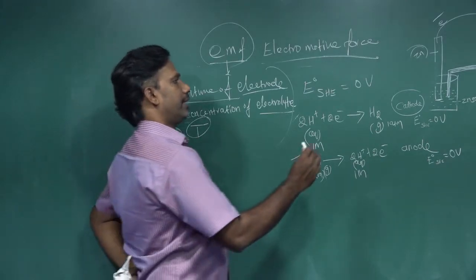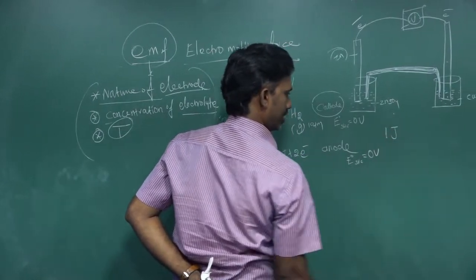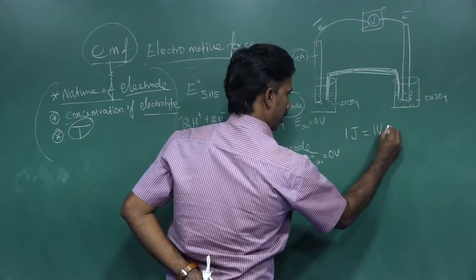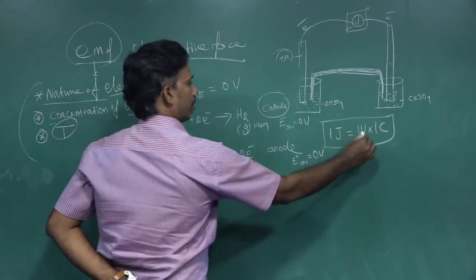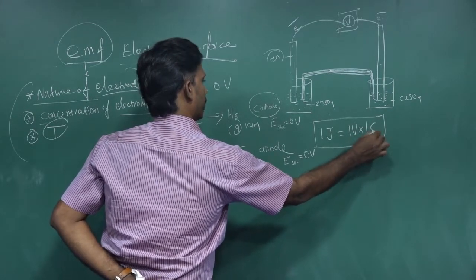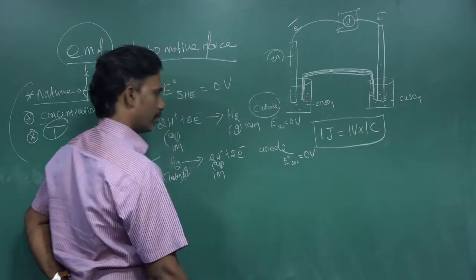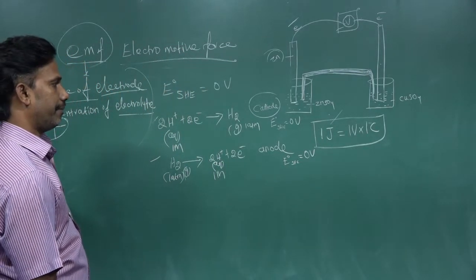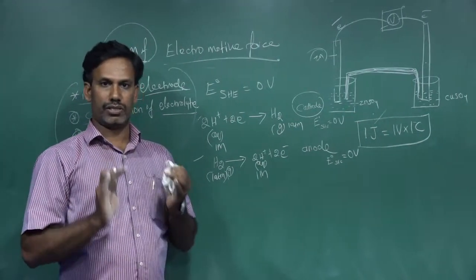For example, when EMF is produced, we can say 1 joule of energy is released. 1 joule of energy is released when 1 volt and 1 coulomb of charge is applied. When 1 coulomb of charge and 1 volt is applied, you get 1 joule of energy released. Okay, that is for explanation. Now I am going to illustrate how SHE works.